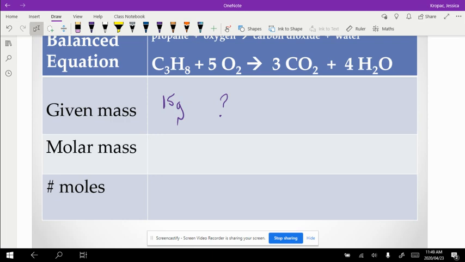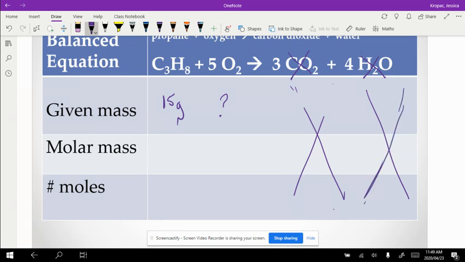Here's the thing with stoichiometry: I only am going to concentrate on what I was given and what I'm looking for. So once I have my reaction balanced, I can essentially ignore carbon dioxide and water in this part. So I can put a big X through this part of the organizer here because I actually don't care about carbon dioxide. I don't care about water. All I care about is my ratio between propane and oxygen.